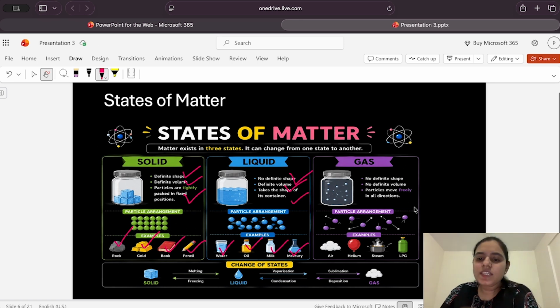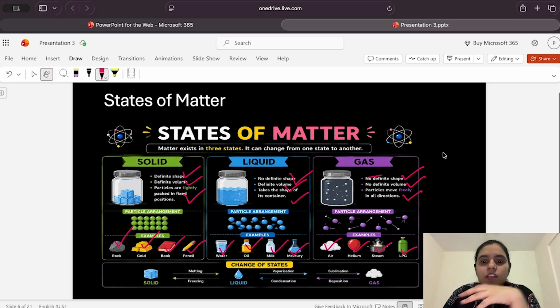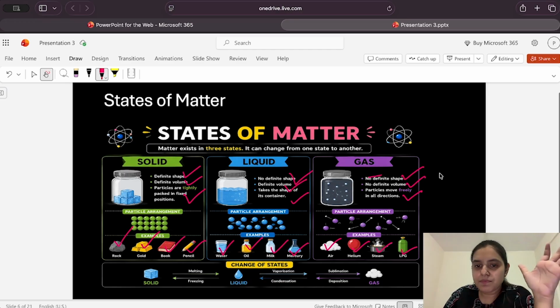Okay, now let's discuss gases. The examples of gases are air, helium, steam and LPG. Gases have no definite shape and no definite volume. Particles in a gas move freely in all directions. In our surroundings, there are different types of gases present in nature. So, they don't have a definite shape, they don't have a definite volume, and particles in gases move freely in all directions.